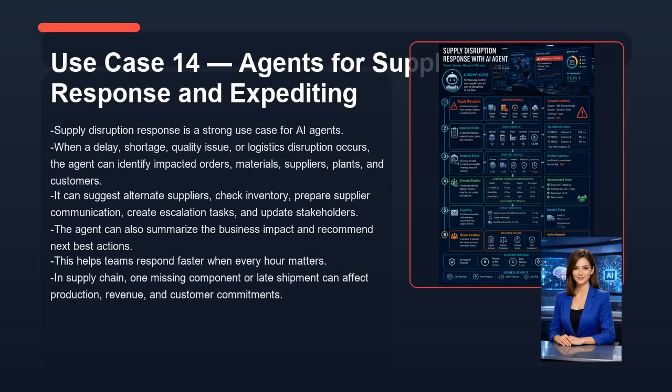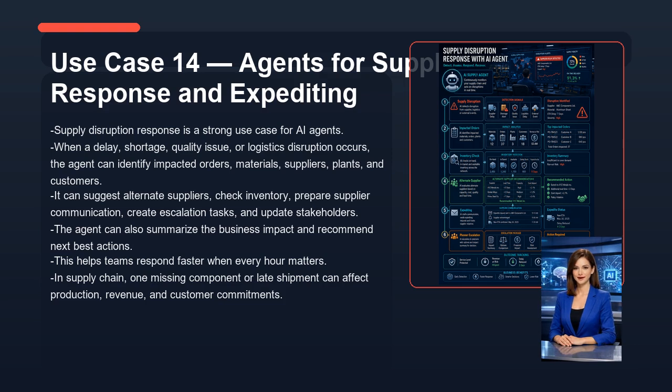Now let's look at use case 14, agents for supply disruption response and expediting. Supply disruption response is a strong use case for AI agents. When a delay, shortage, quality issue, or logistics disruption occurs, the agent can identify impacted orders, materials, suppliers, plants, and customers. It can suggest alternate suppliers, check inventory, prepare supplier communication, create escalation tasks, and update stakeholders.